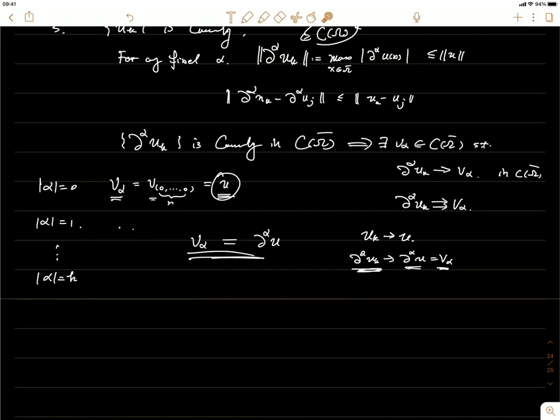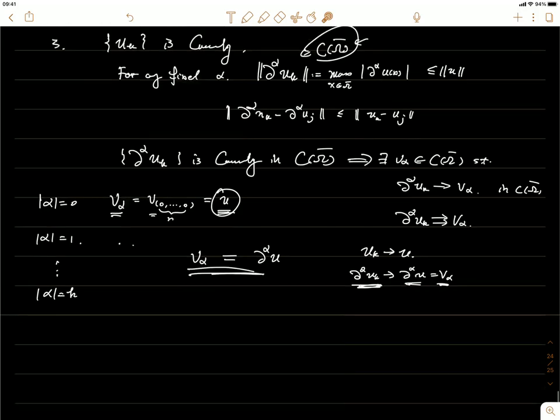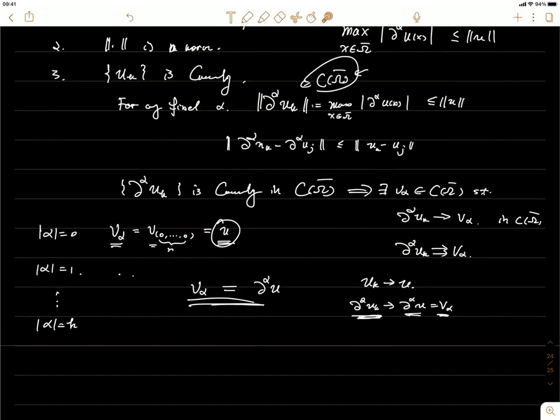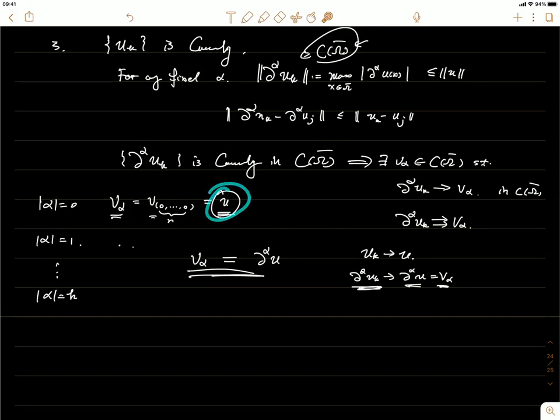Okay, so I hope I have made this clear. The goal right now is, first of all, what we have in hand is that if we know this is a Cauchy sequence, then it's easy to show that for every fixed multi-index alpha, there exists a V alpha such that this converges to V alpha in this sense. That just means that this converges uniformly. And our goal is to show that when we take the corresponding partial derivatives of the first one, V0, I will get the other partial derivatives V alpha, and then by this I can show that this u is actually the limit of this u_k.